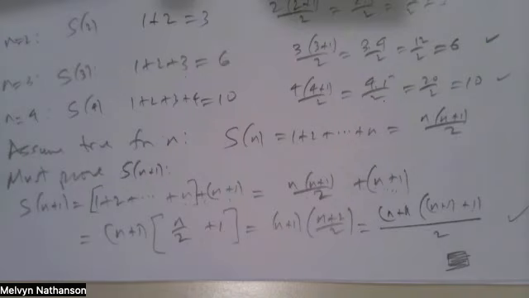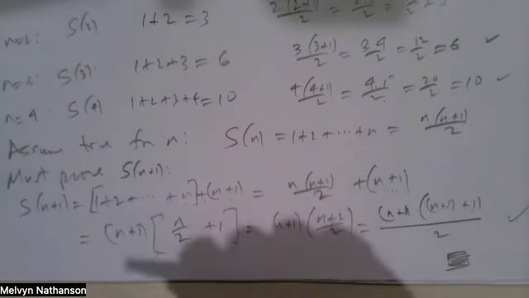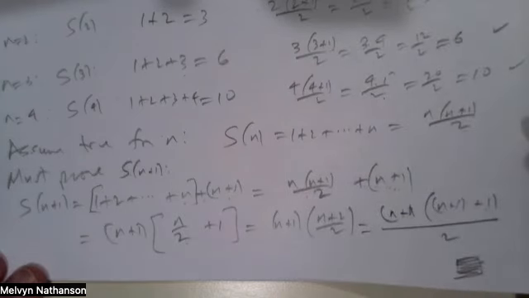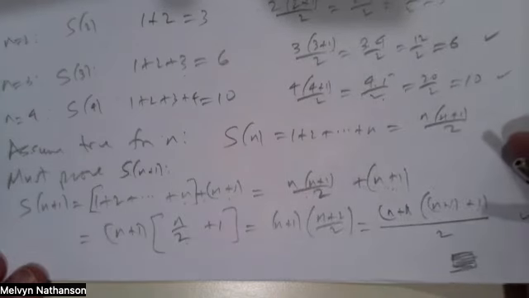So that's our first example of proving something by mathematical induction. We proved the sum of the first n positive integers is n times n plus 1 over 2. Any questions about that?